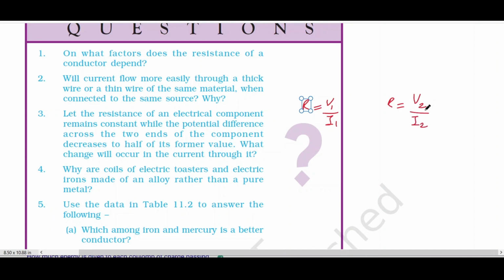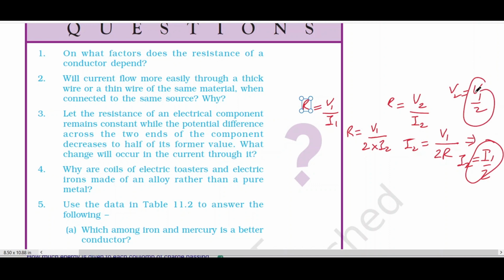Now what we are seeing is that V2 is actually V1 upon 2, because V2 is half of the initial potential difference. So instead of V2, we can write R is equals to V1 upon 2 into I2, right? So I2 becomes how much? V1 upon 2R, right? And V1 upon R कितना है? V1 upon R is actually I1. So what does this imply? That I2 is equals to I1 upon 2. And this is an easy derivation. Why? अगर आप voltage को half करोगे तो current भी half होगा. If you half the voltage, the current will also be half, right?